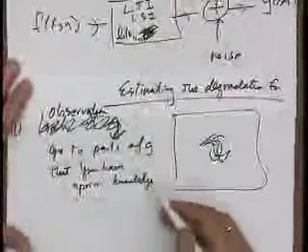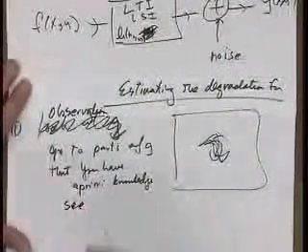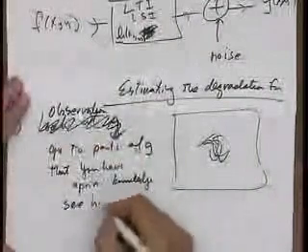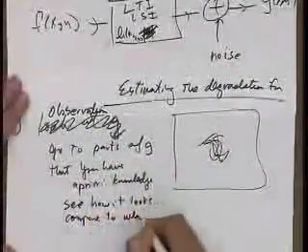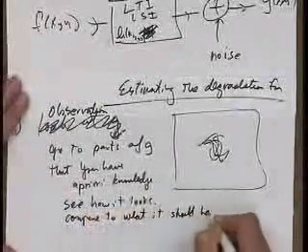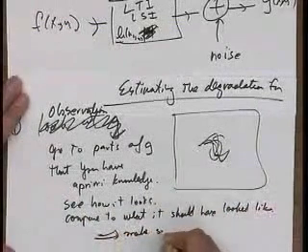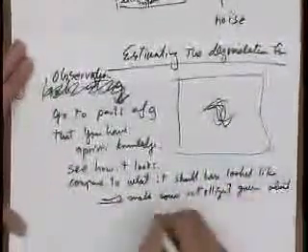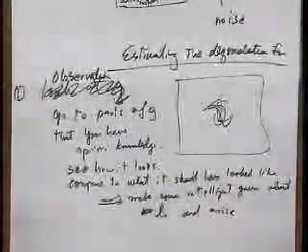So go to parts of G that you have a priori knowledge, see how it should have looked and see how it does look, and from that deduce H and N. See how it looks, and then compare to what it should have looked like, and then make some intelligent guesses about H and the noise. H meaning the LTI system that corrupted. Okay.